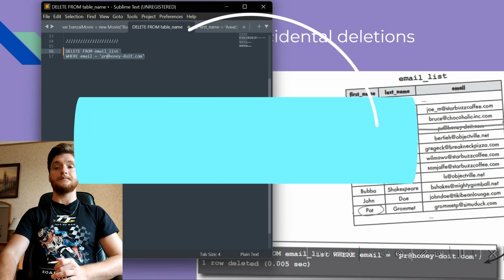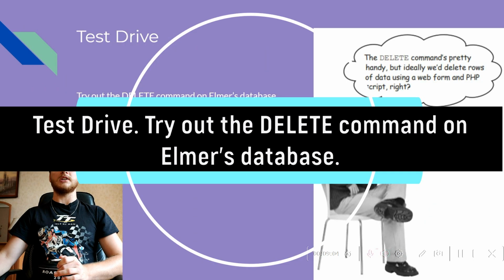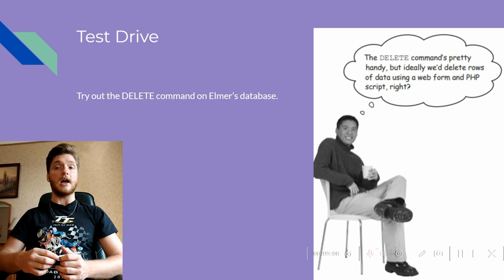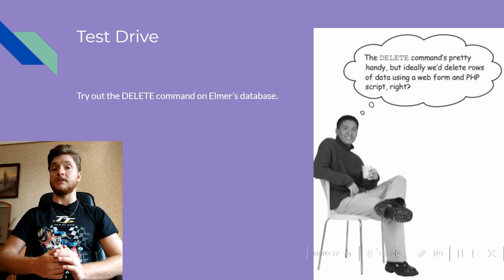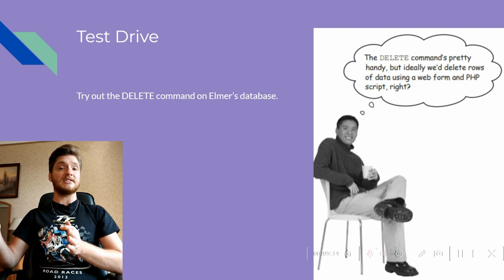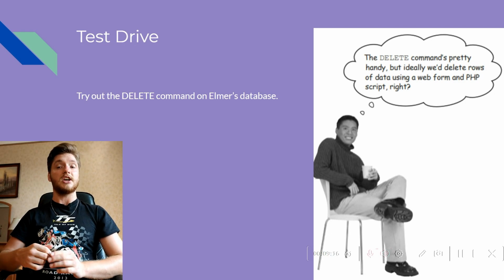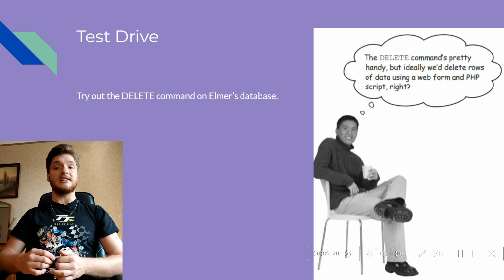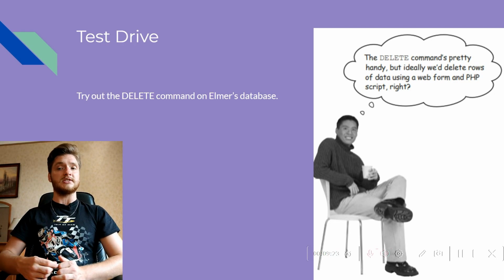And to test drive, try out the DELETE command on Elmer's database. Fire up your MySQL tool and try a few DELETE commands to delete individual rows of data from the email_list table based on customers' email addresses. Just make sure to include a WHERE clause on each DELETE statement so that you don't accidentally wipe out the whole table.